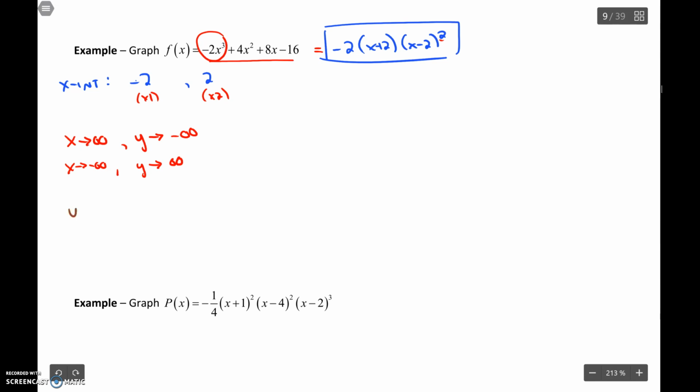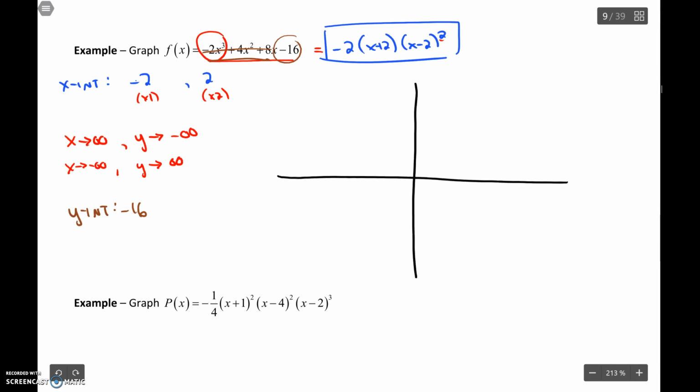Y-intercept, I guess I should have said this is the easiest one. Y-intercept, plug in x equals 0. These all go away, so you just get -16. So there we go, there's the stuff. Now you should be able to graph it.